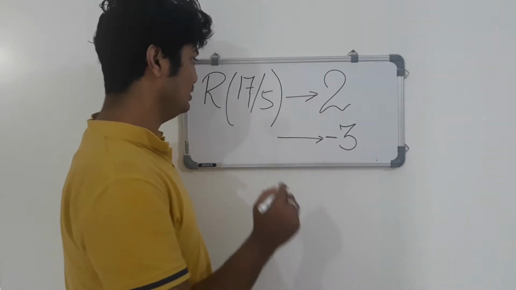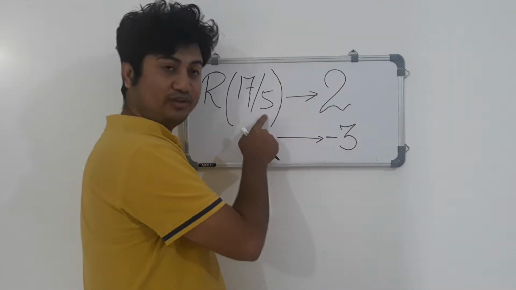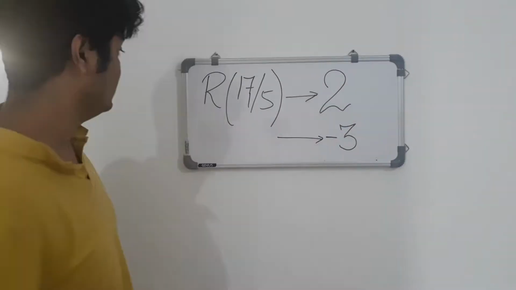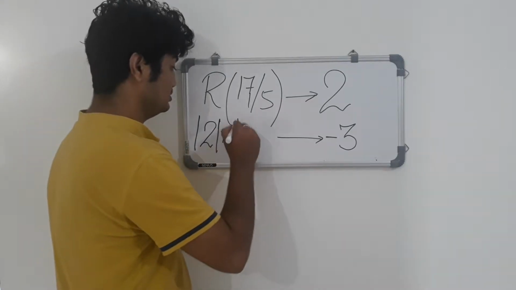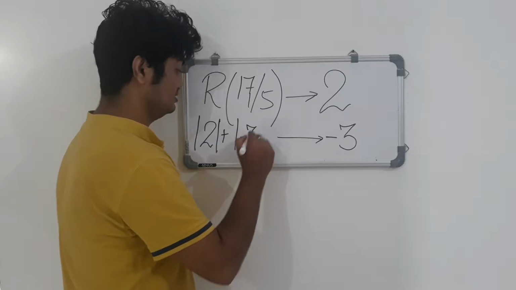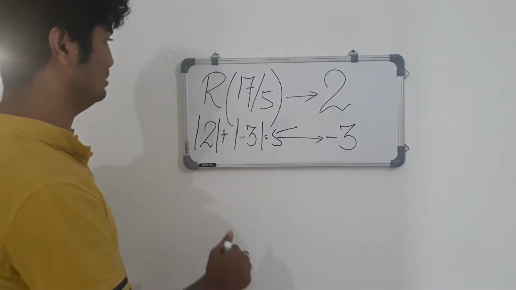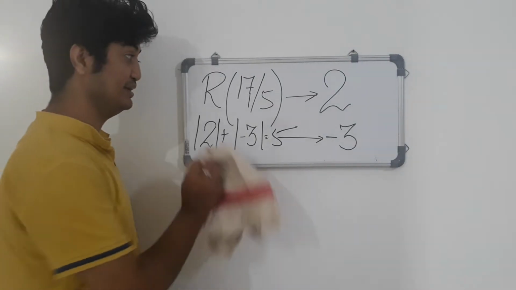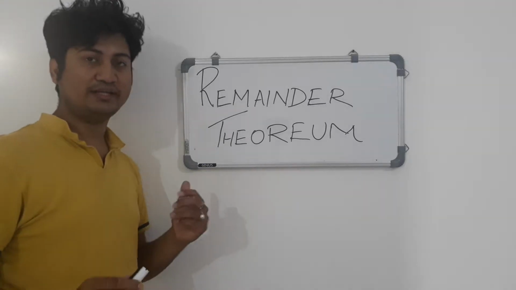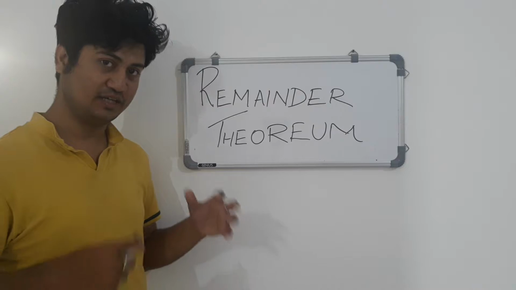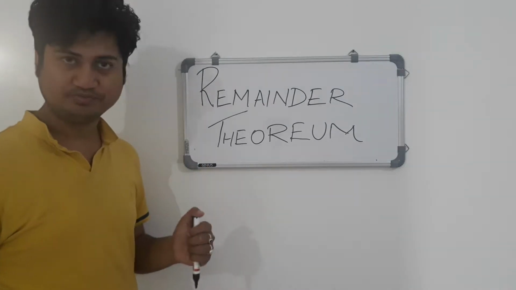Secondly, if you see, when you add the magnitude of both the remainders, it's equivalent to 5. As in, mod of 2 plus mod of minus 3 is equal to 5. So this whole concept is called remainder theorem. What we will do is I'll take you through some basic mathematical functions and how remainder theorem is used to get the remainder of a particular equation.